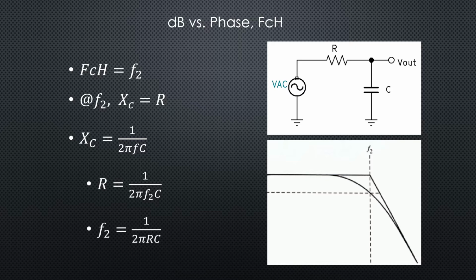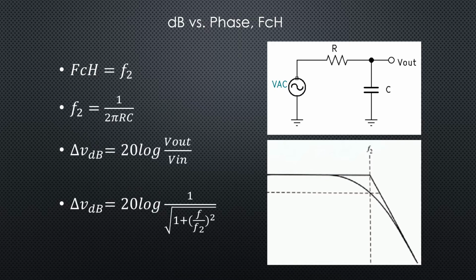We know that X sub C is equal to 1 over 2 pi FC, and that at F2, our cutoff frequency, X sub C is equal to R. Then we can substitute out the R and substitute in the frequency cutoff high, which is our F2 in this image, and then we can solve for our frequency cutoff, or F2, equal to 1 divided by 2 pi RC. So we know that F2 is equal to 1 divided by 2 pi RC, which would be our R Thevenin and our high frequency capacitance total.